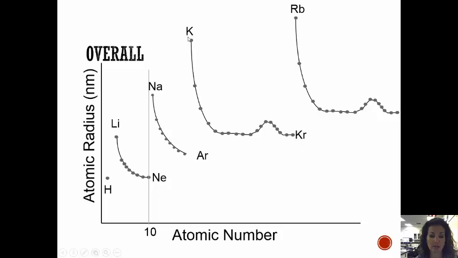Same here, a little bit of a blip. We'll go over stuff like this later on in the chapter, and also if you go into a higher level chem course, these little blips here are explained. Okay, but the overall trend.